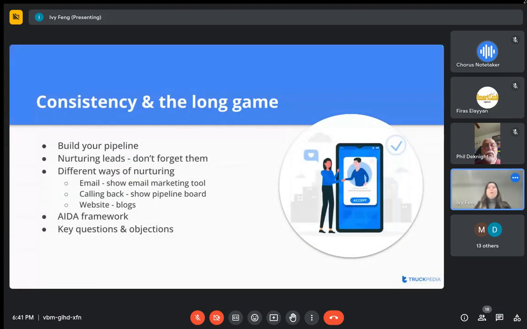So what does it take in order to truly close a direct shipper? Again, it's not rocket science, it's not magic, but it's really just consistency and the long game. When I talked about the 3 common mistakes, the first common mistake was, hey, you might not be talking to enough people. But then the second one that I mentioned was you're giving up too early.